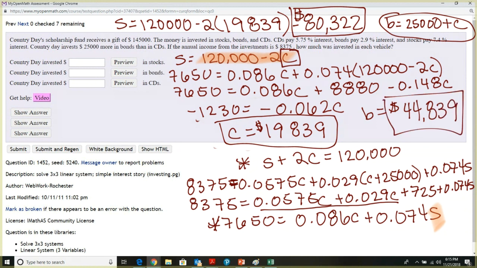So carefully work through it. Use your calculators, make sure your decimals are getting in there right. So just be really, really careful with it. And then when you do get your answers, remember you can go back and check. Okay, so they should add up to 145,000. In my case, the CDs plus 25,000 should equal the amount in bonds. And then also, if you take all of your percents, they should add up to, in this case, 8,375.